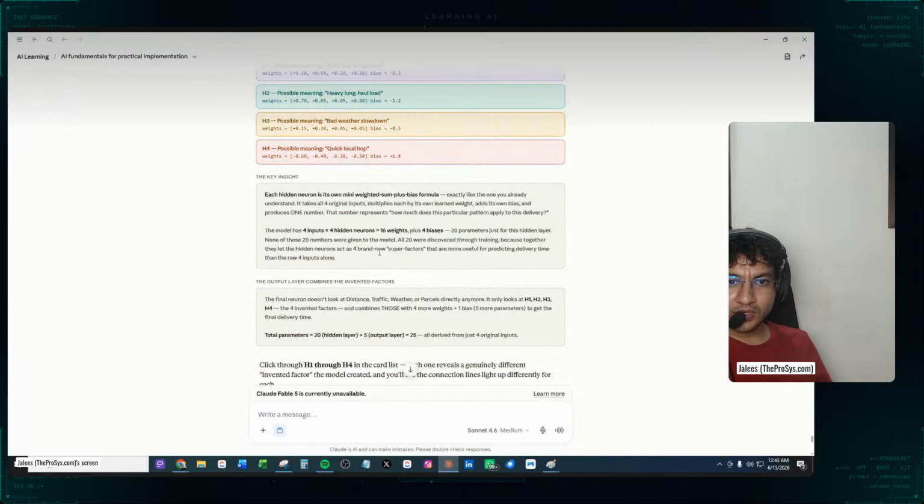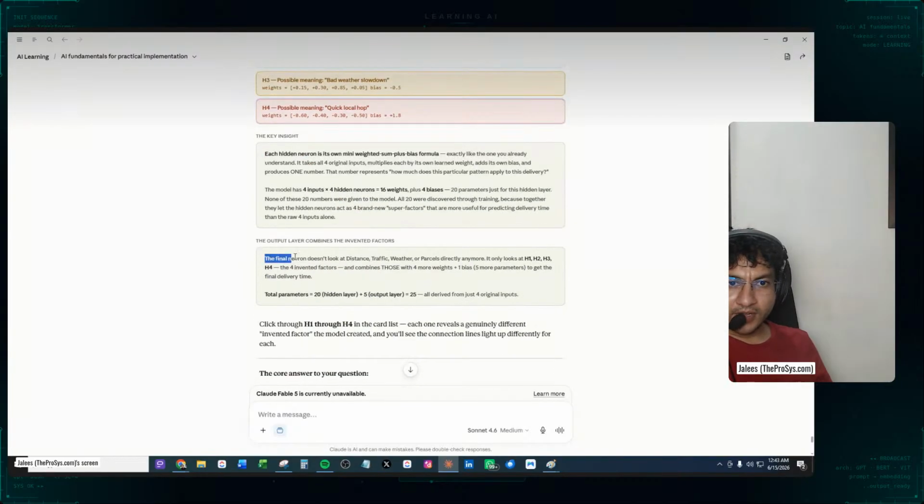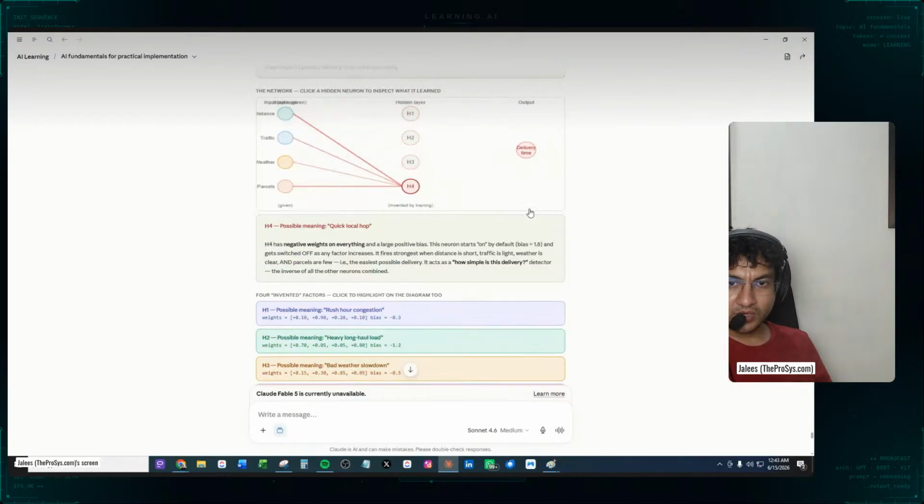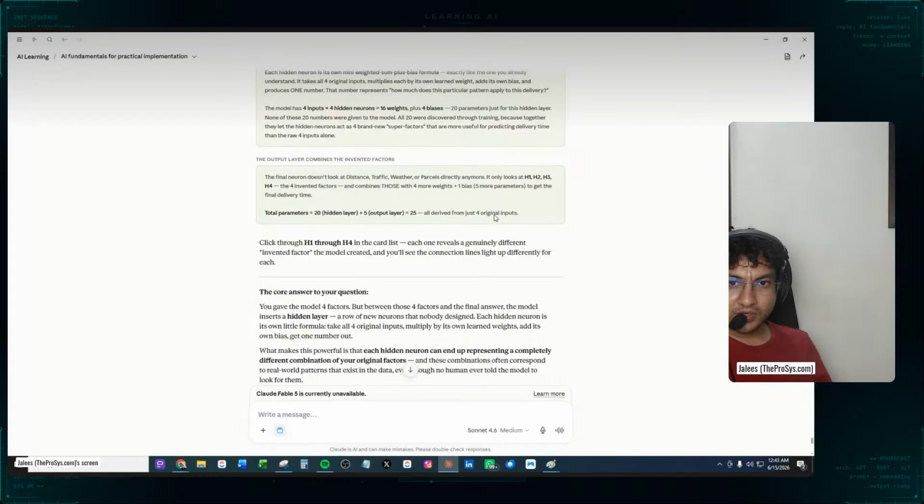The final neuron, the output layer, combines the invented factors. It doesn't look at the distances, it combines these 4 factors with its own 4 weights and one bias to get the final delivery time. The total is 25 parameters.